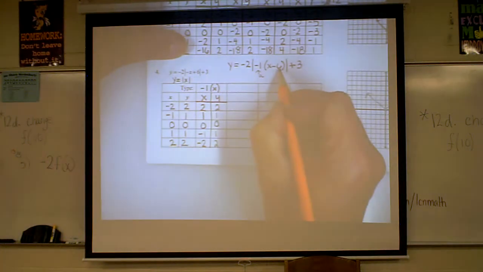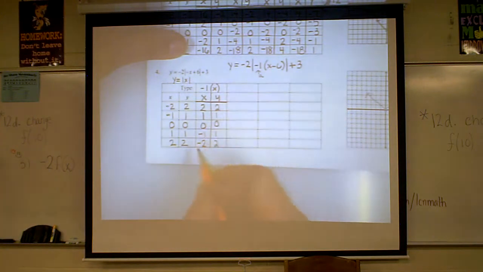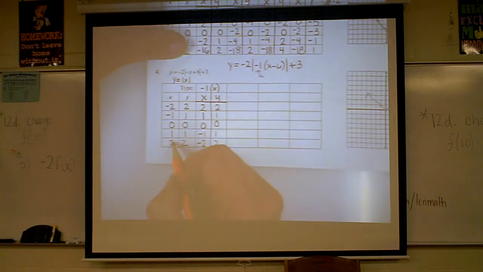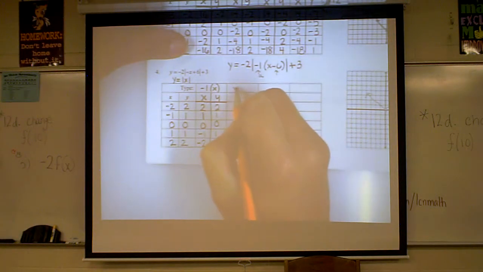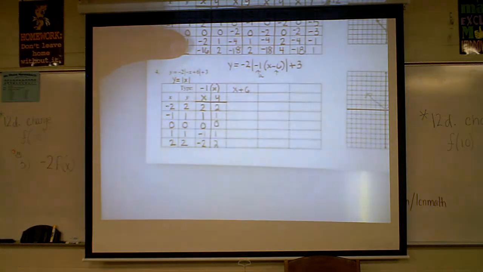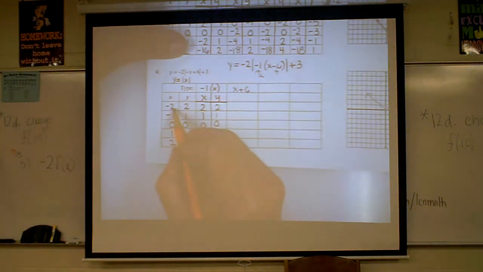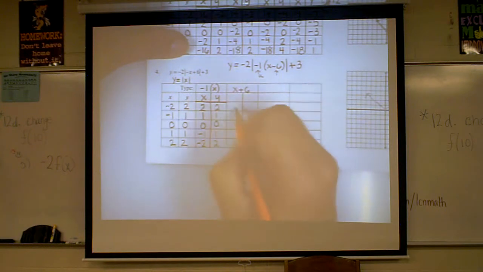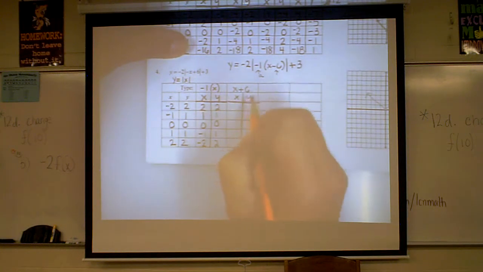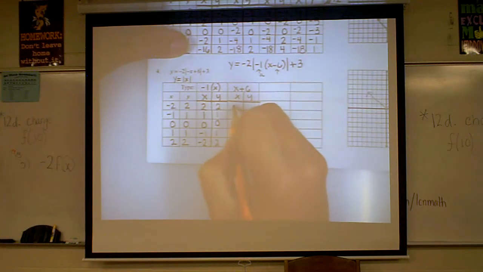Next, this is going to move your graph 6 units to the right. So now you're going to take all of your x values and add 6. So this is your b value. You're going to take x and add 6. So if you were to add 6, you get 4. Add 6 to negative 2, you get 4.